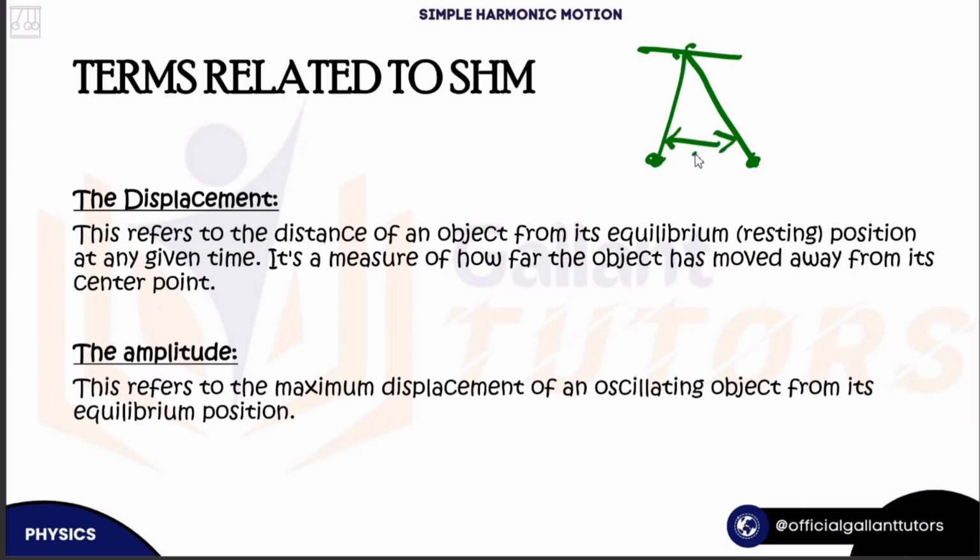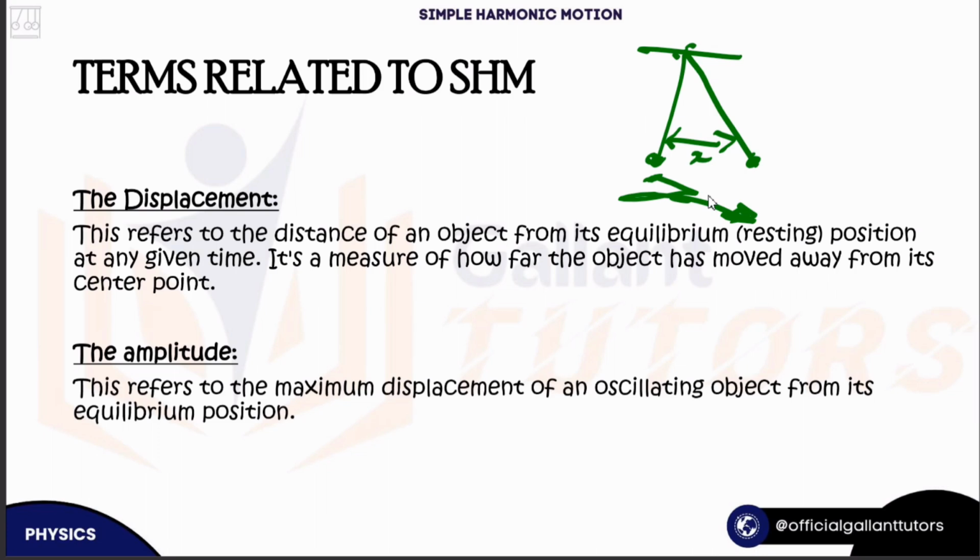This place is not what? The displacement. I get it. This is the equilibrium. This is what? The equilibrium position. Is that clear? At a given period of time. So this displacement actually measures how far the object has moved away from its center position.